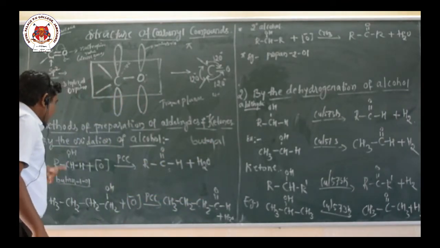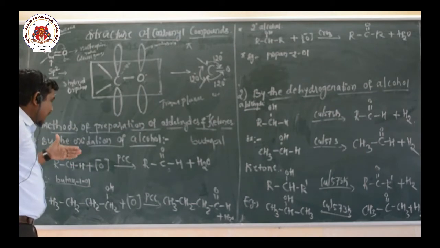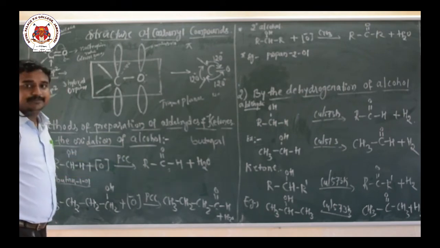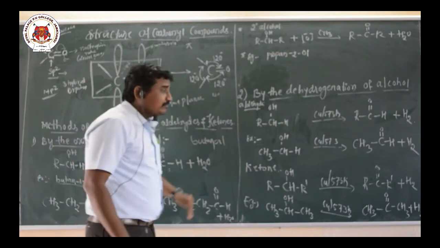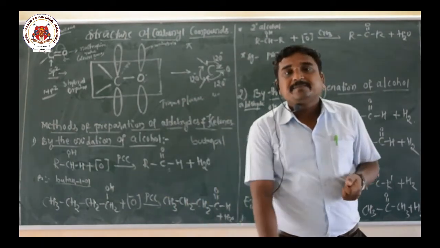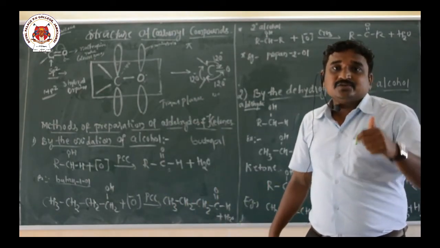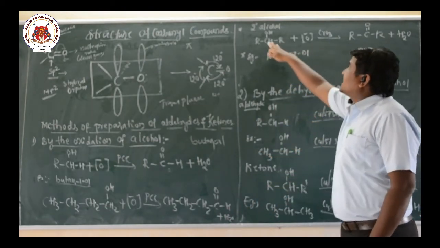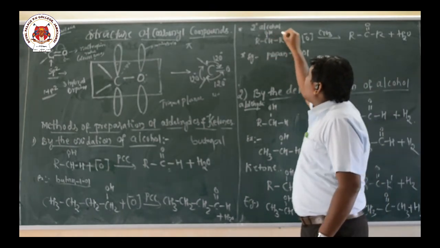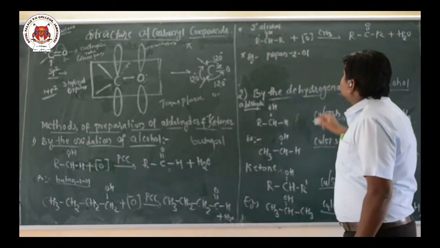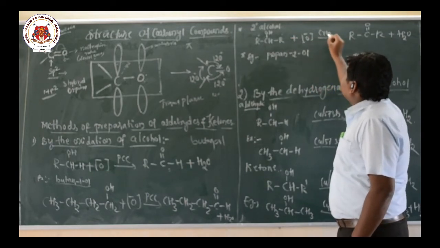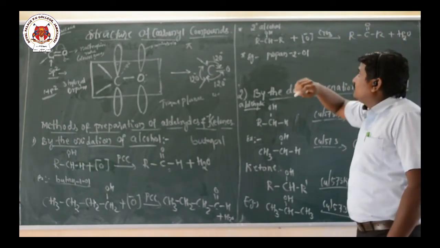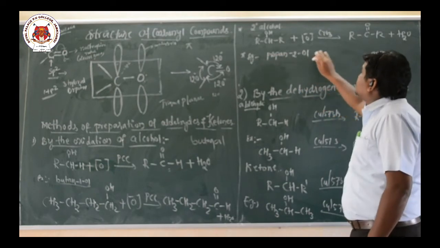Generally the primary alcohol undergoes oxidation in presence of PCC, that gives aldehyde. If the secondary alcohol undergoes oxidation in presence of anhydrous chromic oxide, that gives ketone. Here I have written the general reaction. This is a secondary alcohol because we have two alkyl groups. Again there is loss of a water molecule. Here I will write one example, propan-2-ol.